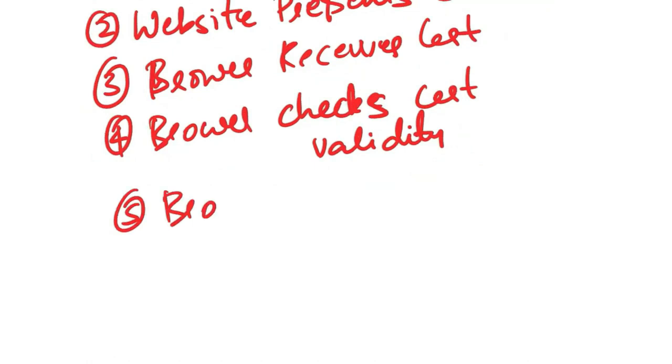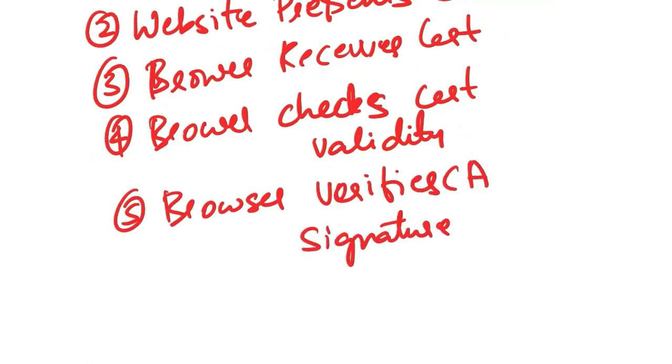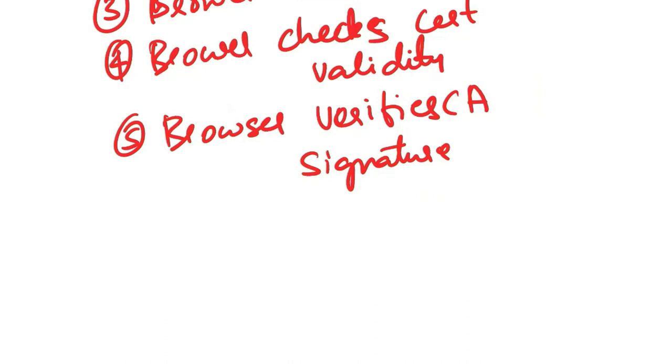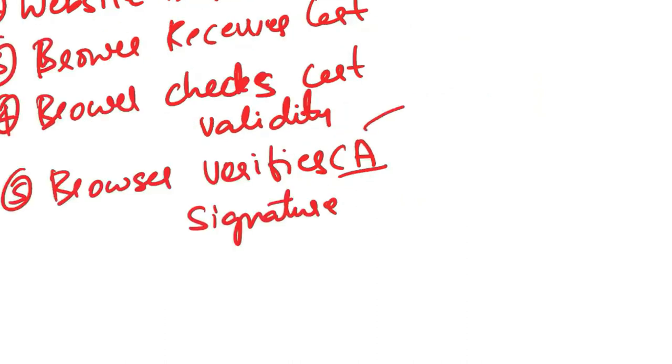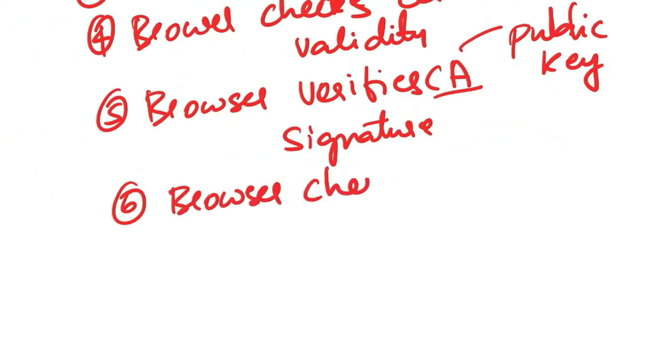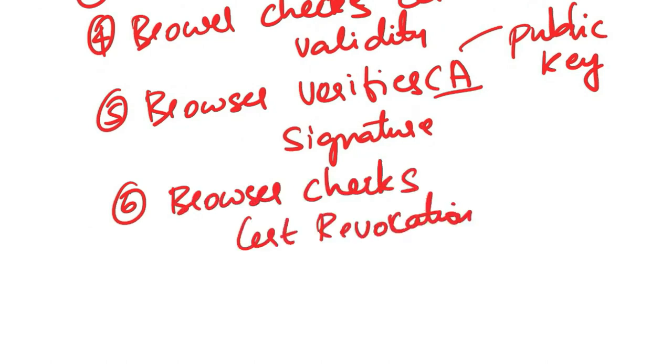Next step, browser verifies CA signature. That is, the browser verifies the digital signature on the certificate using the CA's public key. This public key would have been pre-installed in the browser. If the signature is valid, it means the certificate has not been tampered with and is issued by a trusted CA. Next one, browser checks certificate revocation. The browser may check the certificate revocation list, CRL, or use the online certificate status protocol, OCSP, to ensure the certificate has not been revoked. If revoked, the browser will display a warning.